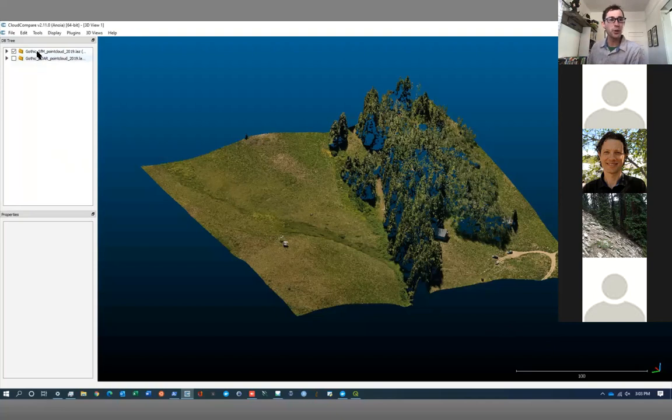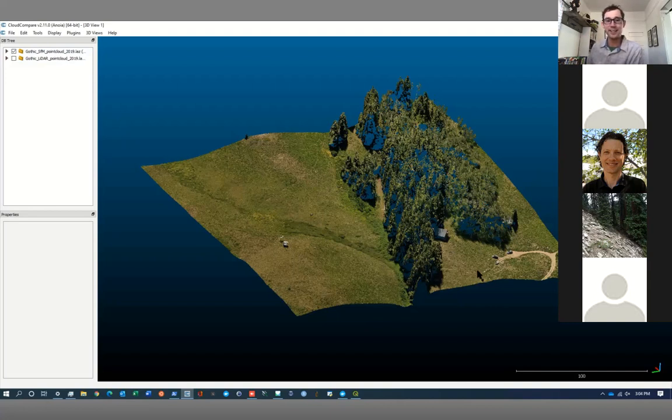So I've loaded those two point clouds into CloudCompare. If you download the files associated with the webinar series, you'll see a couple of folders in the data folder for this webinar, and these point clouds are in with that. So if you wanted to load them yourself, you can. So let's look at the structure from motion point cloud first, right?